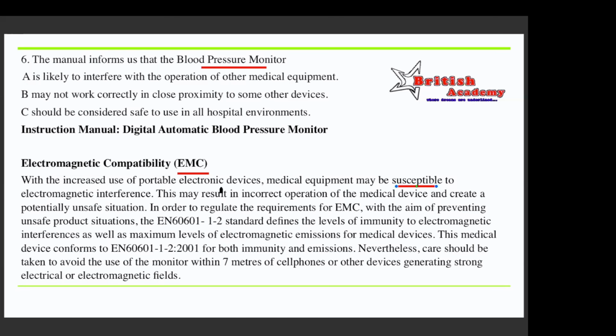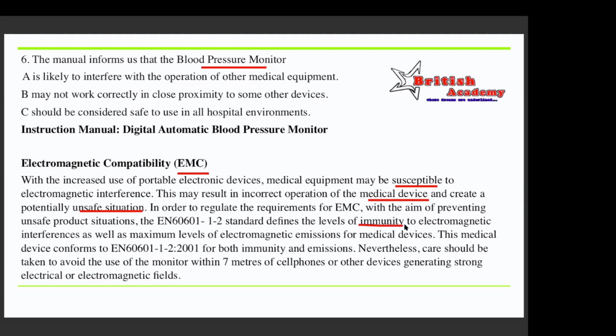So it says with the increased use of portable electronic devices, which can be a mobile phone, which can be any device which we use, medical equipment may be prone to electromagnetic interference. This may result in incorrect operation of the medical device and create a potential unsafe situation. In order to regulate the requirements for EMC with the aim of preventing unsafe product situations, the EN 60601-1-2 standard defines the levels of immunity.